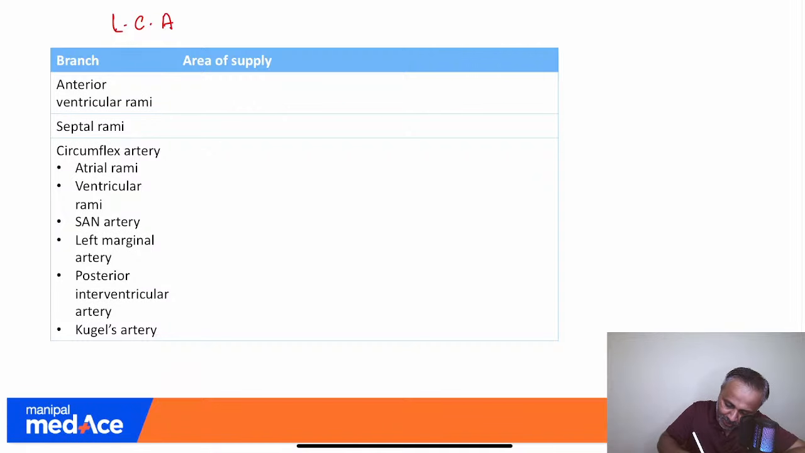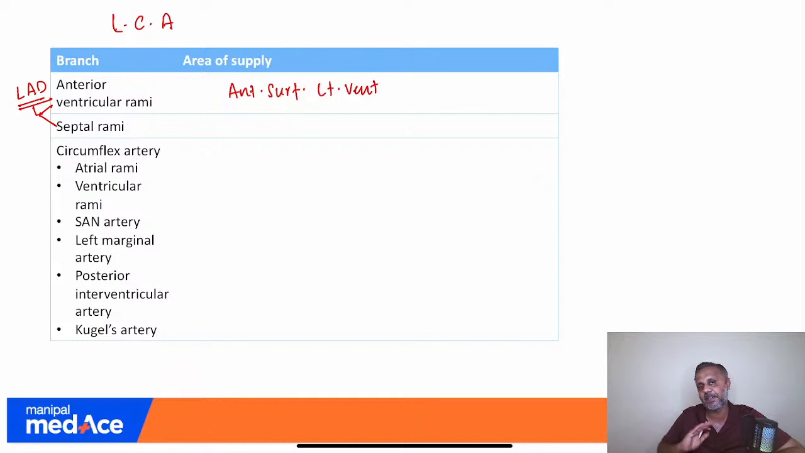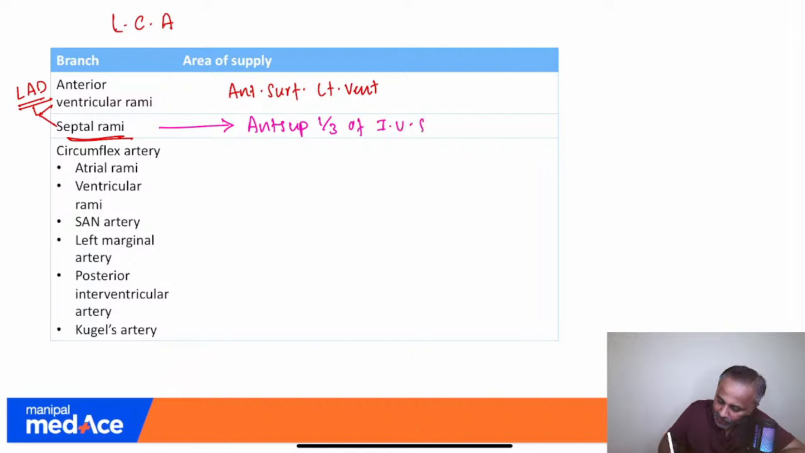Okay, the left coronary artery gives off the left anterior descending artery, also called the anterior interventricular artery, which gives off two branches. Anterior ventricular rami, which will supply the anterior surface of the left ventricle, the sternocostal surface of the left ventricle. Then it gives rise to septal rami, and this is possibly the most important branch because this supplies the anterior superior 1/3 of the interventricular septum. And this is one of the chief arterial supplies of the interventricular septum.